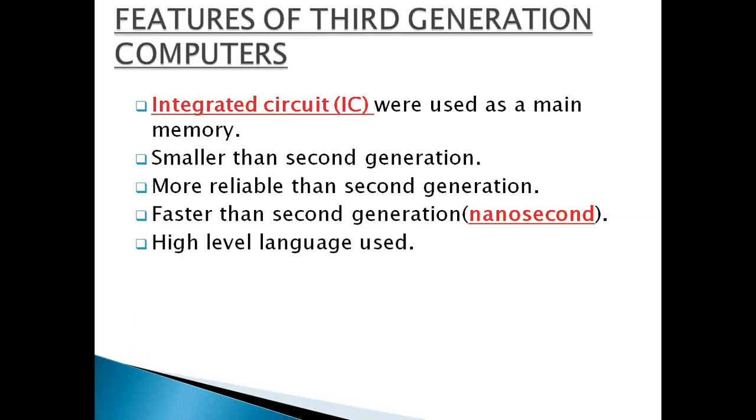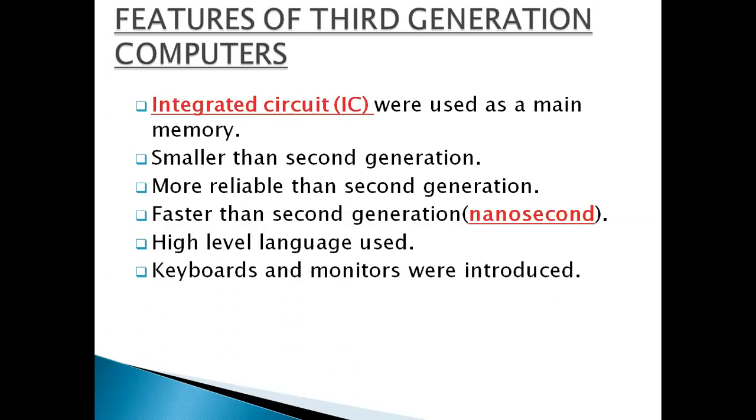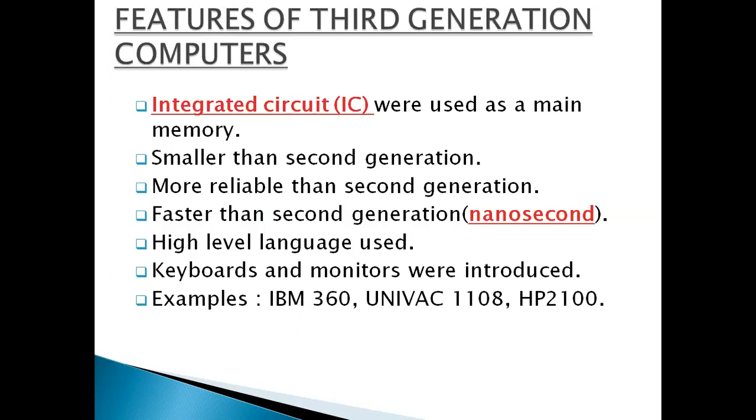Used high level language. Only from third generation computers has high level language been used. Keyboards and monitors were introduced. First generation and second generation computers don't have keyboard and monitor. They were just like machines in factories. But from third generation computers, the real look of computers of nowadays was given. Examples are IBM 360, Univac 1108, HP 2100.